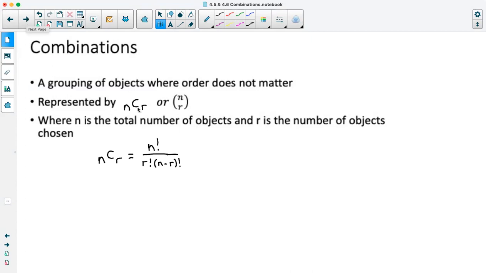So our notation for this is nCr, or we can write it in brackets as n over r. You'll notice we do not have a line between the n and r. And n is our total amount of objects, and r is the number of objects chosen. So nCr is equal to n factorial over r factorial times (n minus r) factorial.